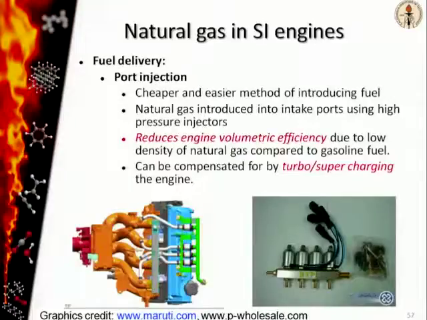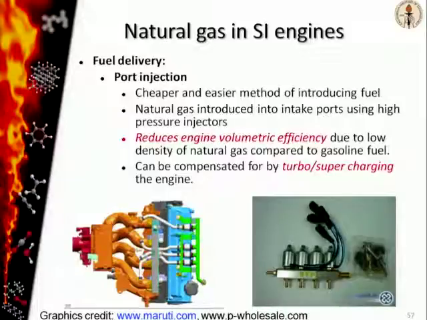So, as I mentioned, one of the major considerations in switching over from gasoline to natural gas in spark ignition engines is the fuel delivery. There are 2 methods in which natural gas is delivered into the spark ignition engine. The popular one is port injection, and it's popular because it's cheaper and an easier method of introducing the fuel. So what you essentially do is that you have natural gas that comes from the tank sitting in the trunk of your car, and it is injected using high pressure injectors, which are shown over here, directly into the intake manifold, and that's going into the cylinder head of the engine.